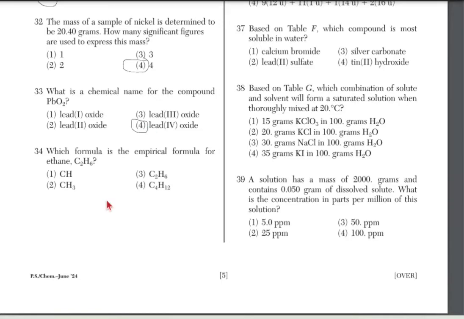Which formula is the empirical formula for ethane, C2H6? The empirical formula is a simplified version of the chemical formula, similar to how you simplify a fraction. Here, you can divide 2 and 6 by 2, and when you do that, that gives you CH3, answer choice 2.